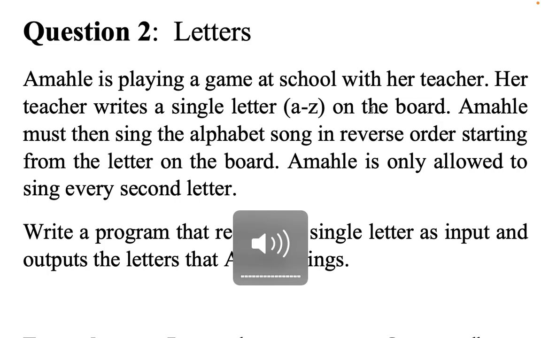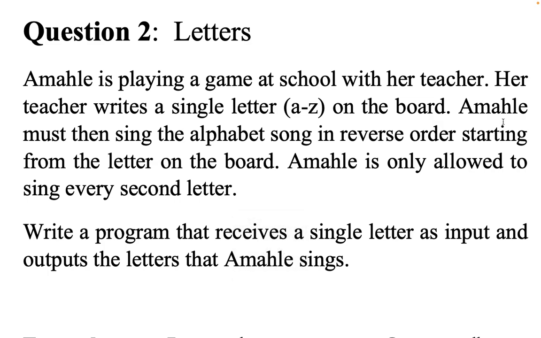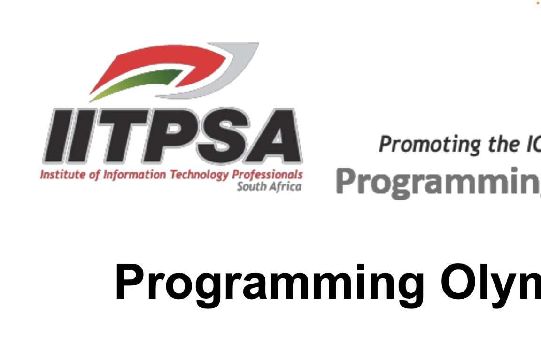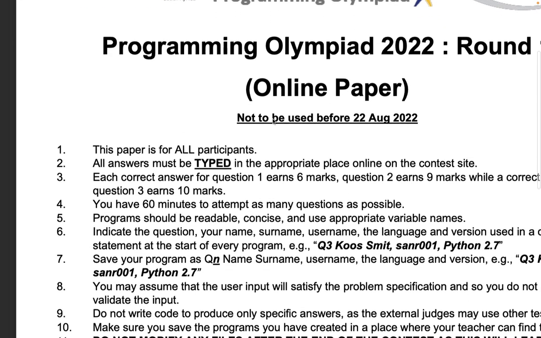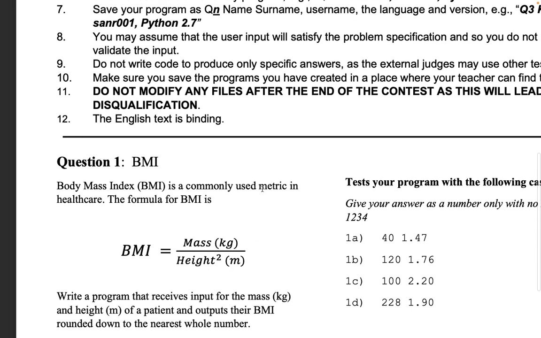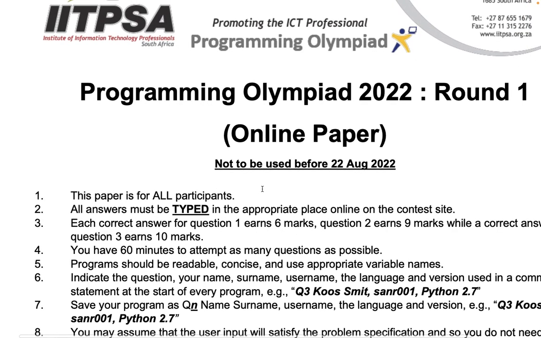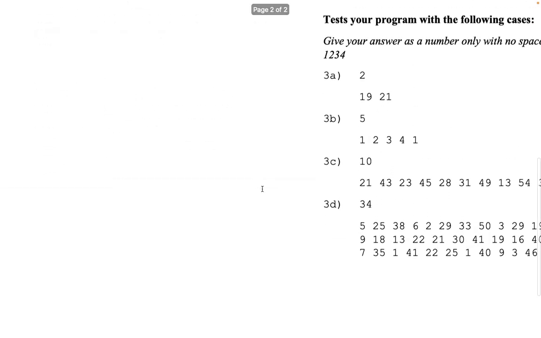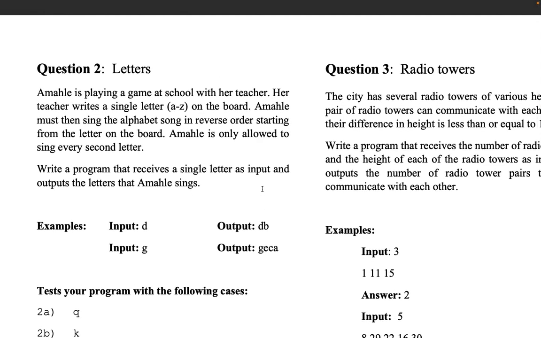This is Welikoda again, and I'm solving another problem for Sia Kota, the same Olympiad problem that I solved last week, but this time around we are doing question two of the same paper, which is Letters. For those of you who didn't see what that was all about, this is the problem that we solved last week. It was question one, BMI, but this week we are solving Letters, from the Programming Olympiad for high schools. Alright, let's jump straight to question two.